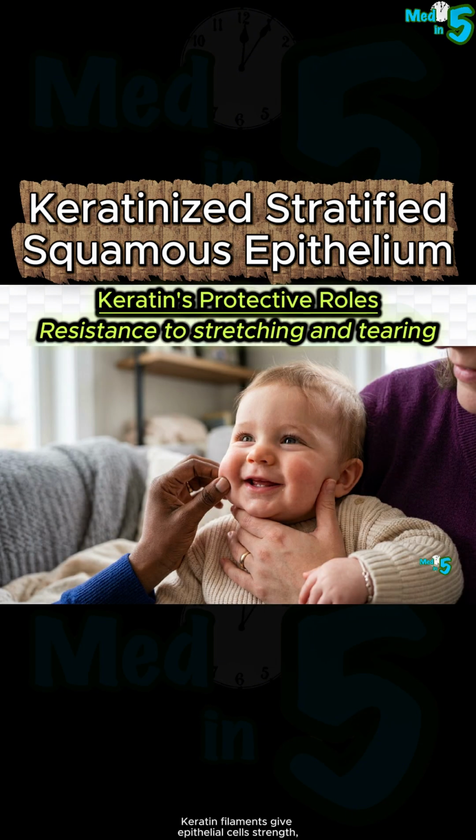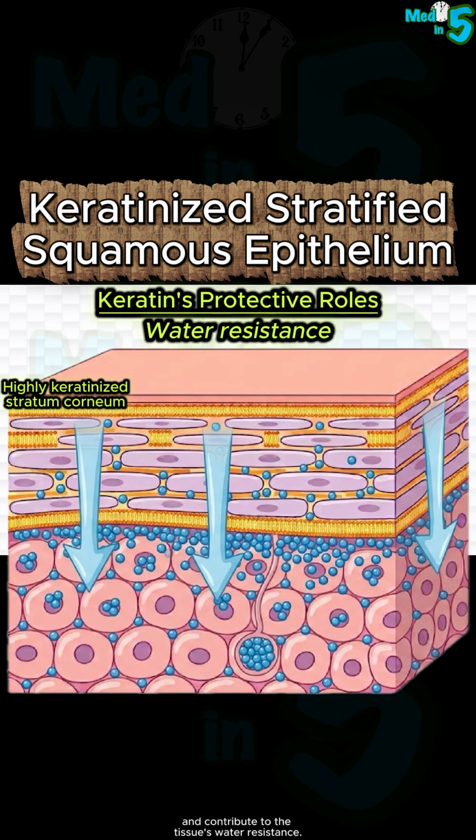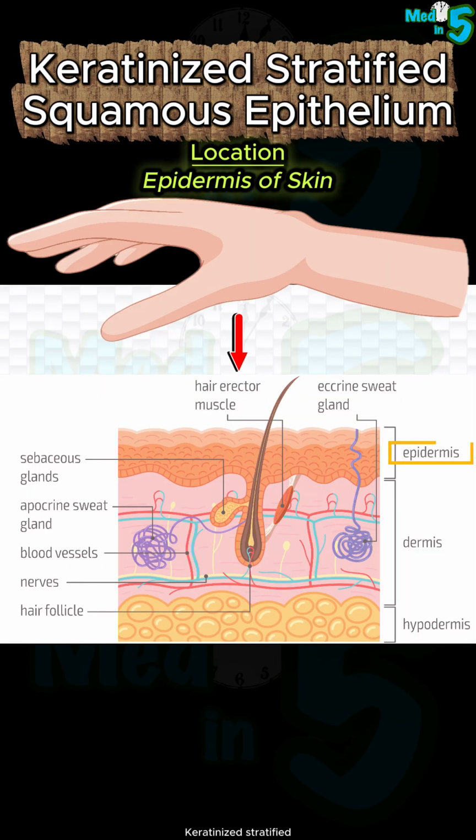Keratin filaments give epithelial cells strength, help them resist stretching and tearing, and contribute to the tissue's water resistance. Keratinized stratified squamous epithelium is most notably found in the epidermis, the skin's outermost layer.